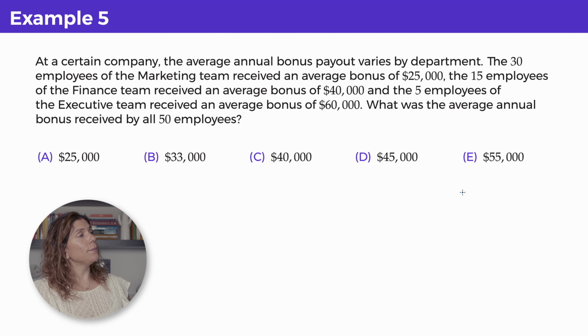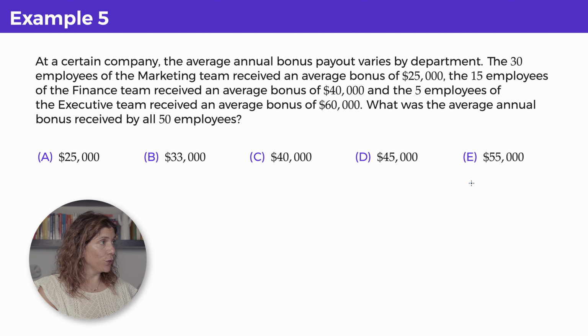At a certain company, the average annual bonus payout varies by department. The 30 employees of the marketing team received an average bonus of $25,000. The 15 employees of the finance team received an average bonus of $40,000, and the 5 employees of the executive team received an average bonus of $60,000. What was the average annual bonus received by all 50 employees?